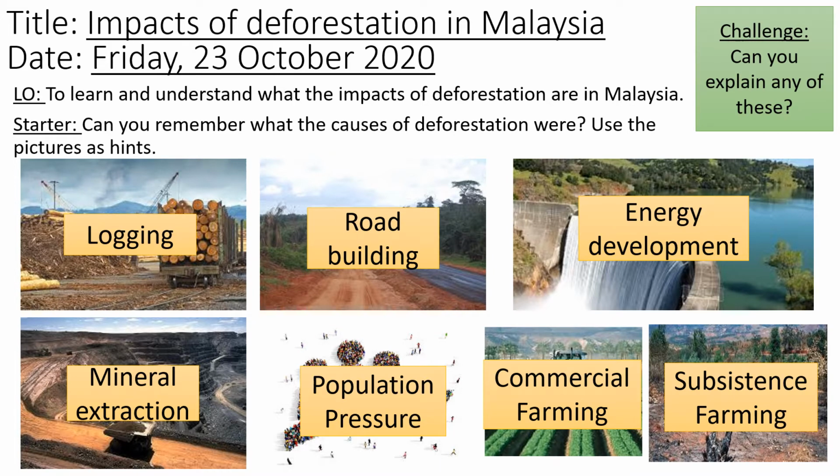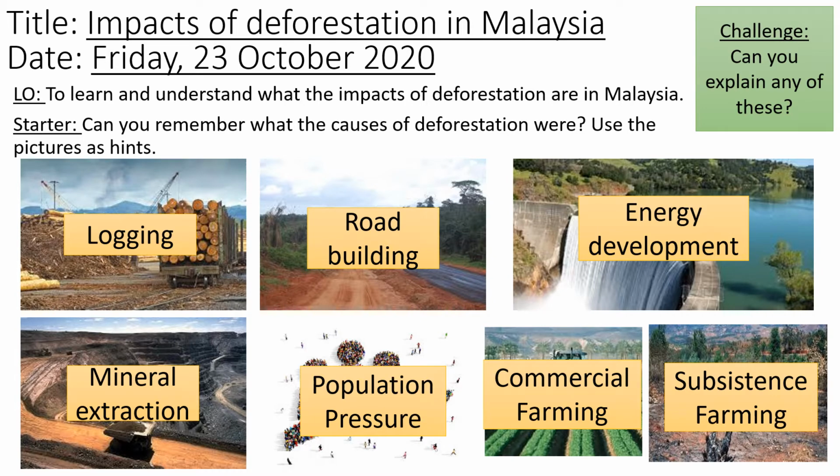Okay, so the first one was logging, where you're cutting down trees, normally to be made into timber. The second was road building, which is related to all the other types of deforestation, because you need roads to get into logging sites and for mineral extraction and energy development.